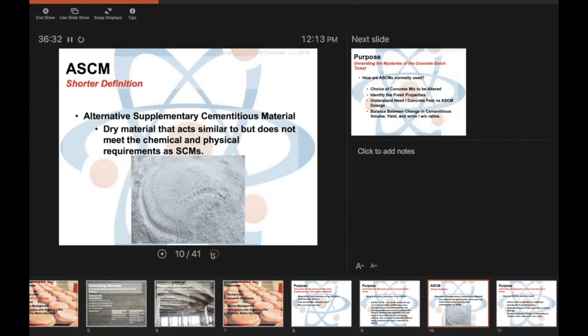So an ASCM, we're going to consider that to be a dry material that acts similar to, but does not meet the chemical and physical requirements of, supplementary cementitious materials.